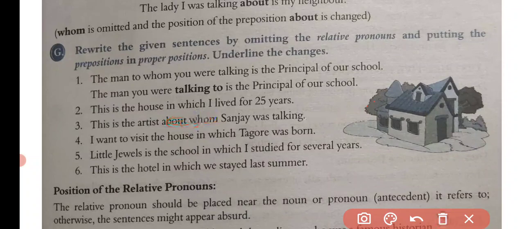Next is, I want to visit the house in which Tagore was born. So here which and in, right, you have to remove, because in is what? Preposition, and which is what? Relative pronoun. So I want to visit the house Tagore was born in. So I will add in here, full stop, and this in which from here we will remove. So the answer is, I want to visit the house Tagore was born in, right?